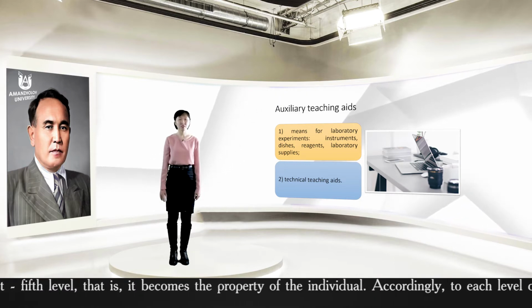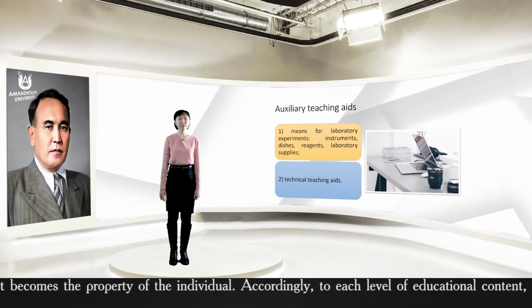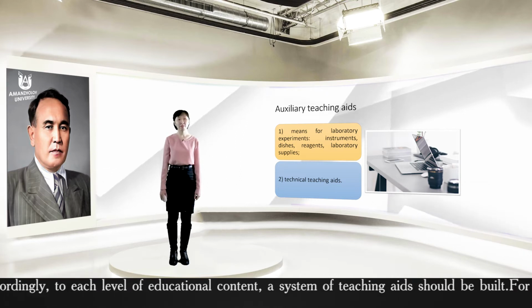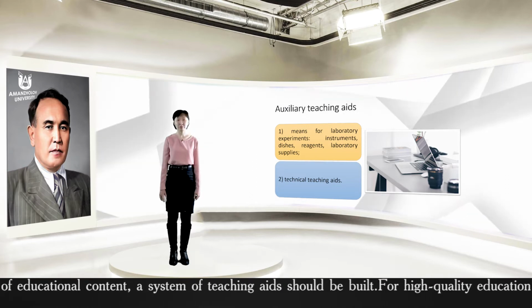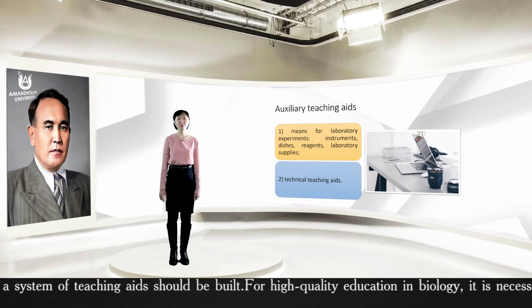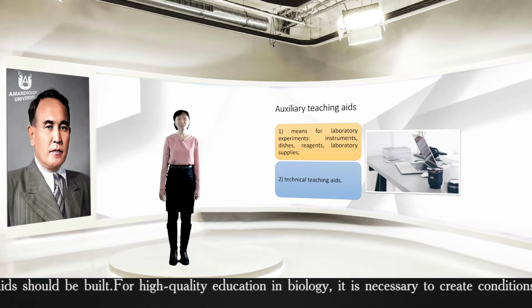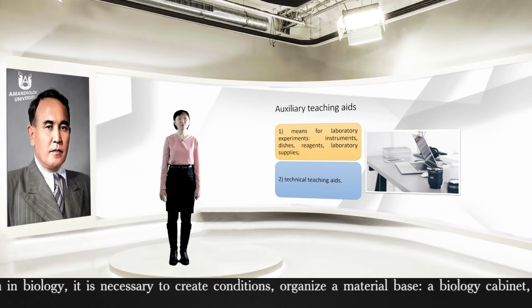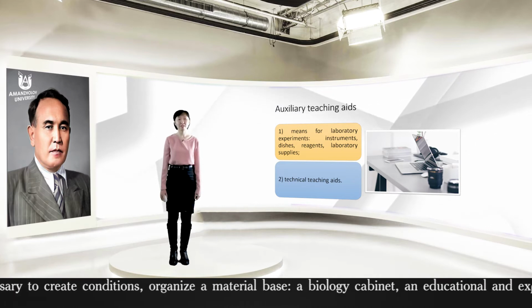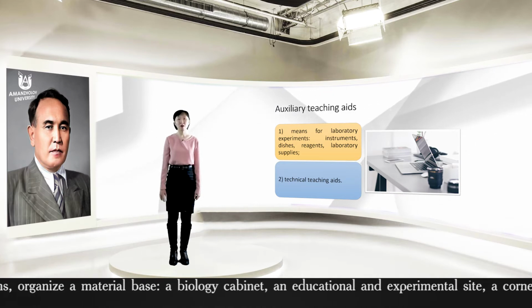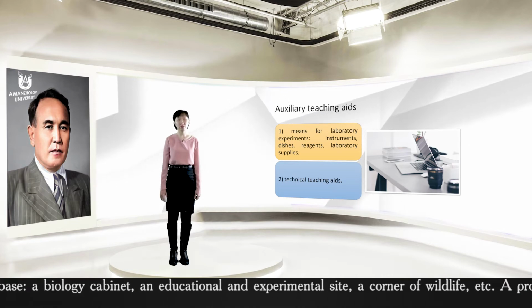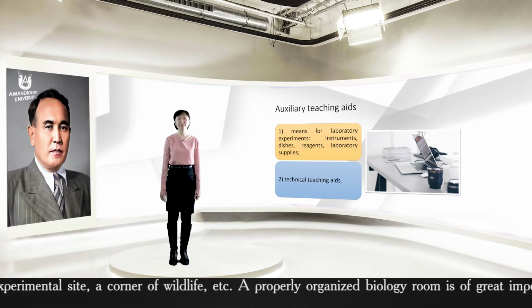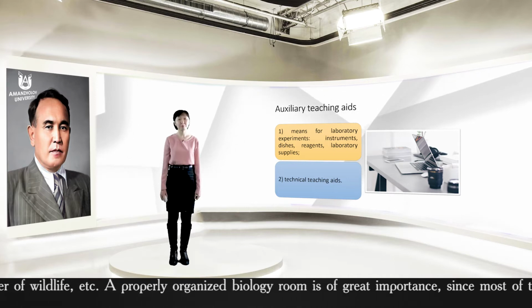And last, educational material. Being involved in the learning process, the content of education moves to the 4th level, the level of pedagogical activity. At this level, it falls into specific conditions, a specific school, teaching staff, and class, in which the content of education is realized at the last, 5th level, that is, it becomes the property of the individual. Accordingly, a system of teaching aids should be built at each level of educational content.